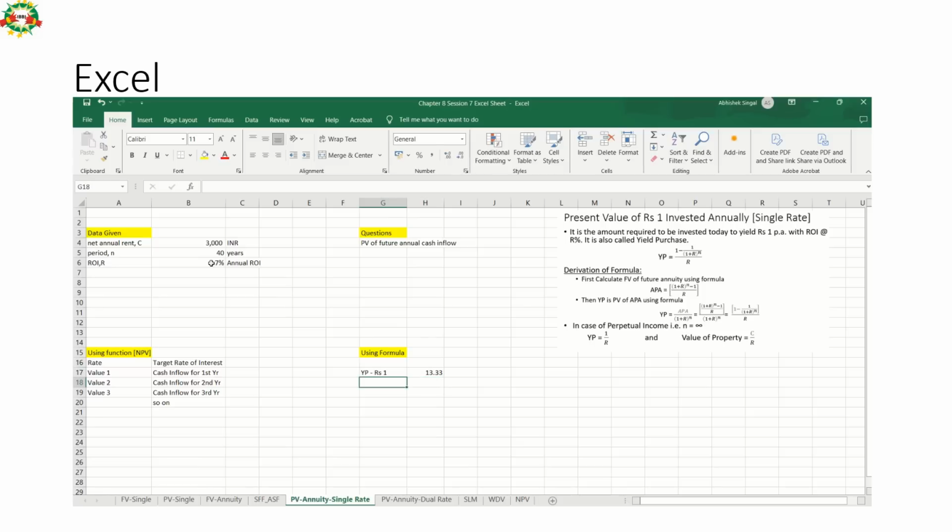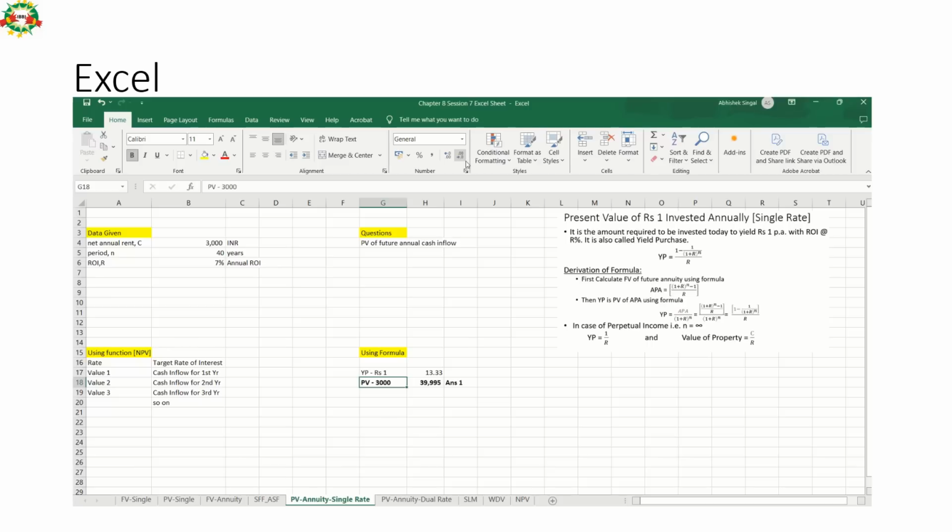Now value of property, present value of rupees 3000: multiply this year purchase with net annual income. So it is 39,995. This is the answer. Right? So answer 1. So this is one method.